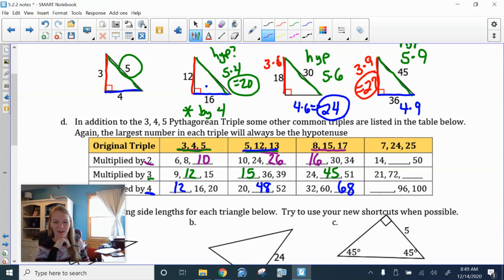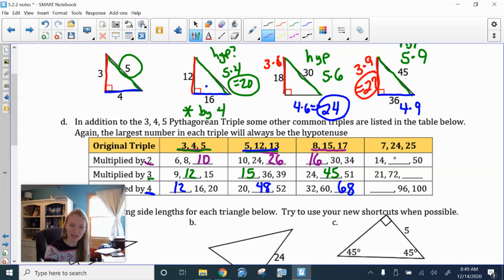And one more just for fun. This one is not as common, 7, 24, 25. There's also a 9, 40, 41, and 11, 60, 61. There's one with an 84 in it, and I can't remember. If you Google it, you can come up with huge lists of Pythagorean triples.